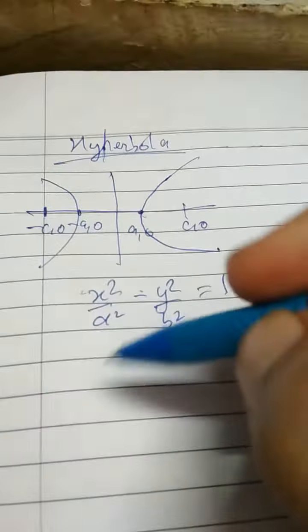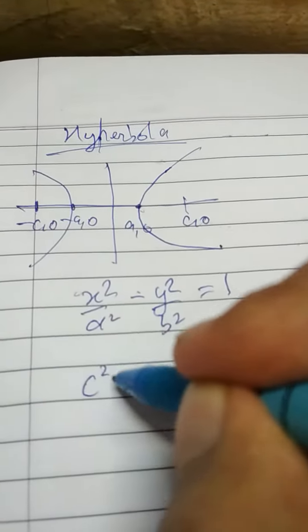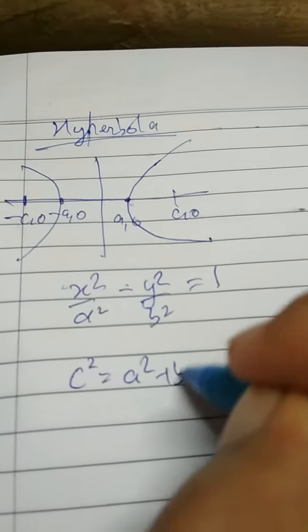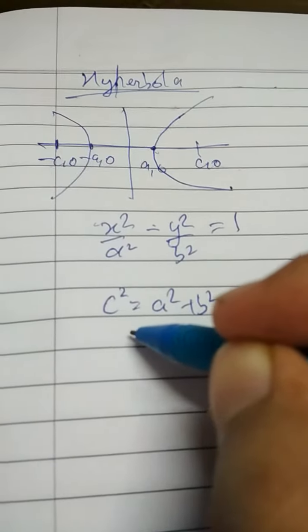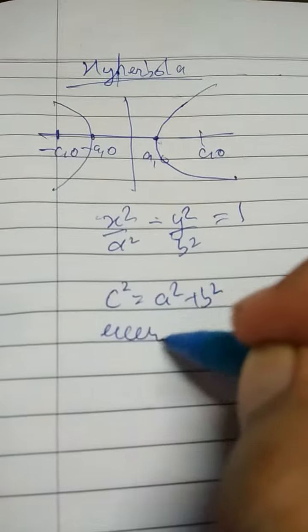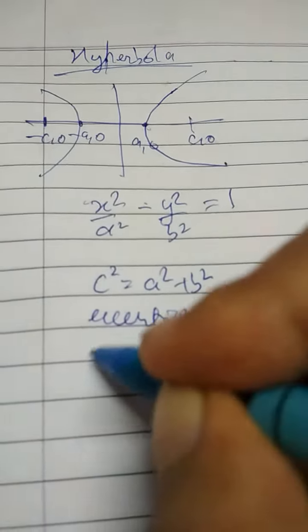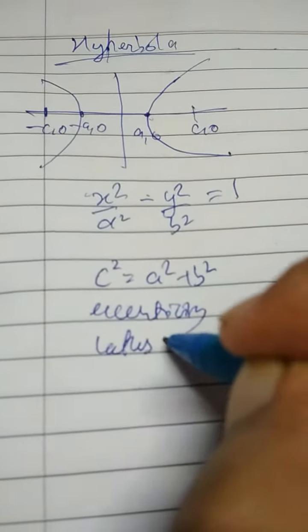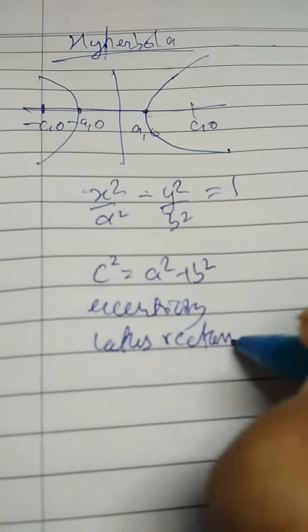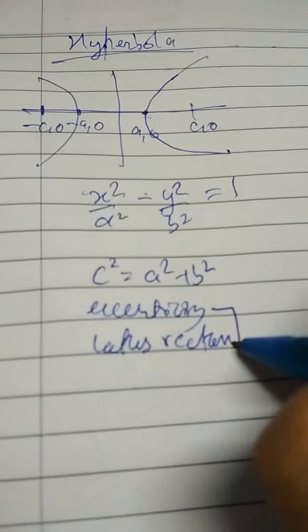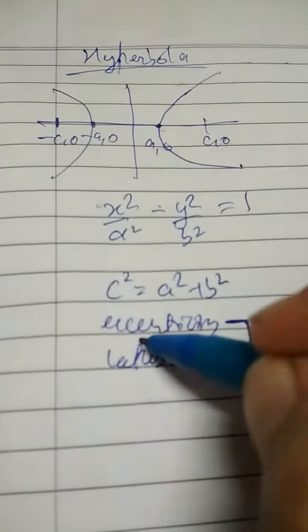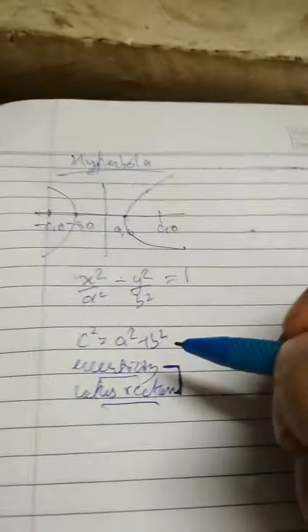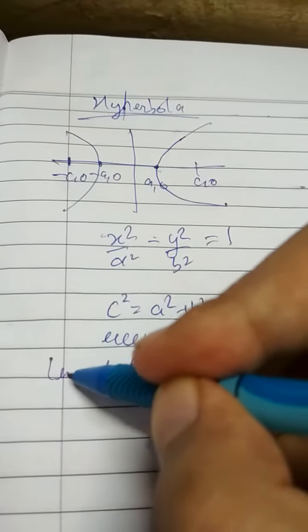is equal to 1. c square is equal to a square plus b square. Eccentricity and latus rectum. See, learn these two from the book. These are simple formulas. Learn them from the book. Eccentricity and latus rectum. Length of latus rectum.